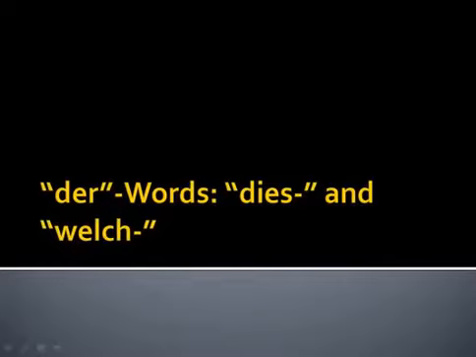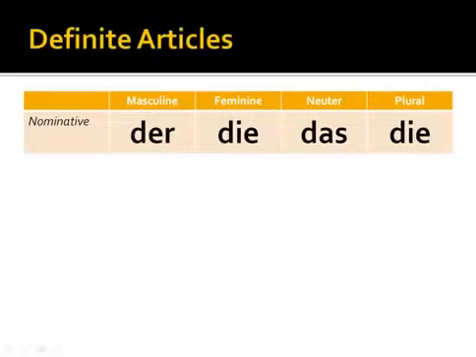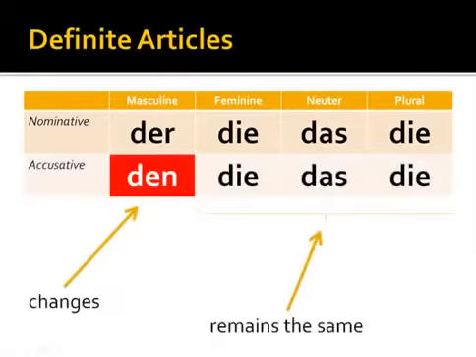If you think you need more review on definite articles, take a look at the presentation Definite Articles in the Nominative and Accusative Cases. So let's take a look at definite articles. You'll recall that in German the definite articles are der, die, das, and die in the nominative case. In the accusative case, the definite articles are den, die, das, die.